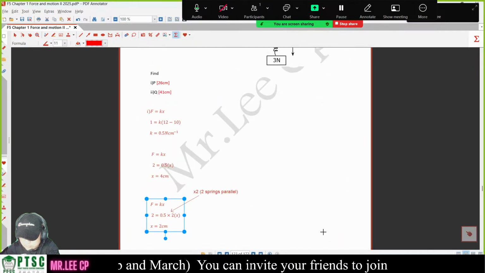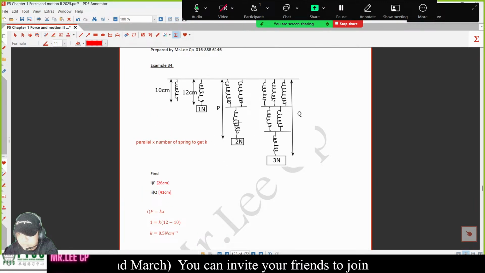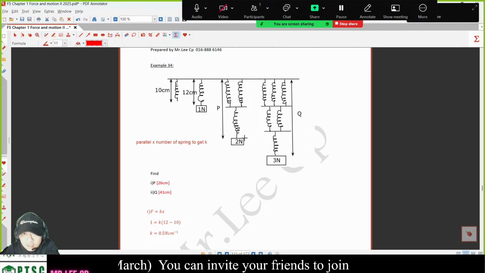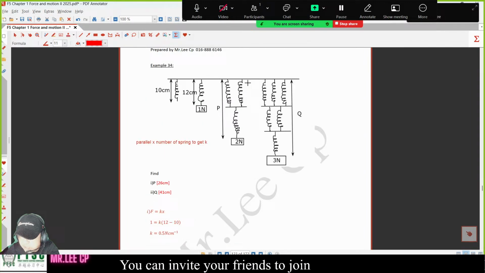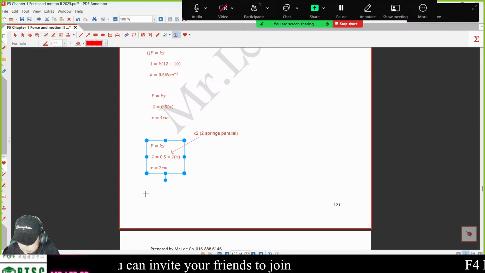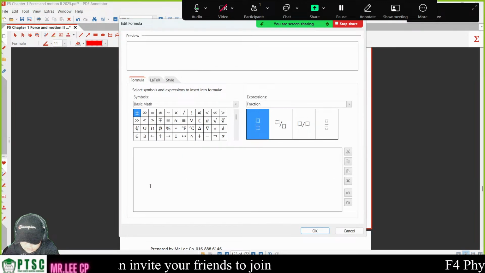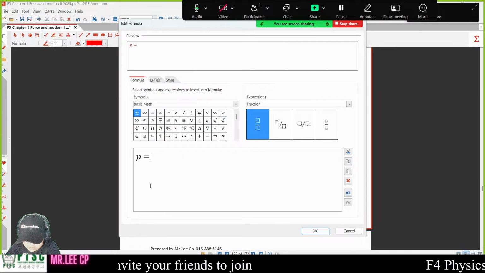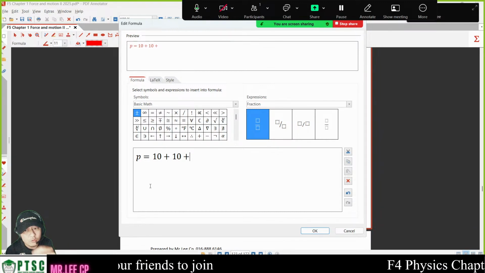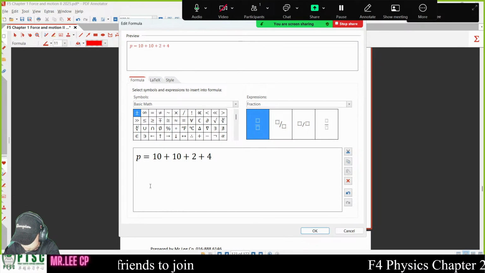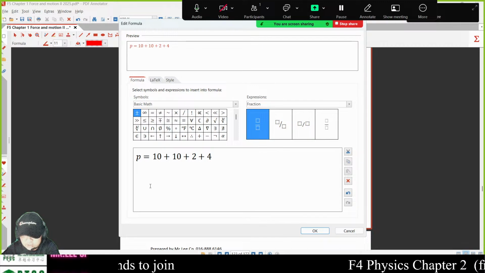So altogether, here will be extension 4, I calculated here already, 4. Here, 2. So altogether, P is equivalent to original length plus 2 times original length plus 2 plus 4. So altogether is 26.